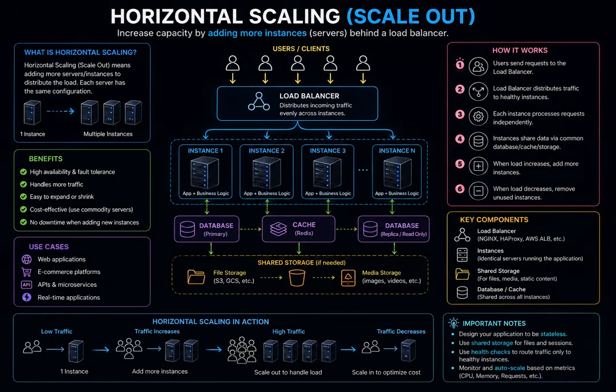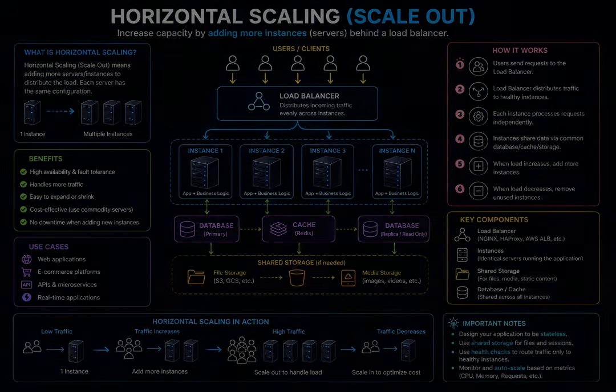Horizontal scaling. A better approach is adding server replicas to split the workload. This is horizontal scaling. It enables near-infinite scalability using commodity hardware, eliminates single points of failure, and adds fault tolerance, though it increases architectural complexity.